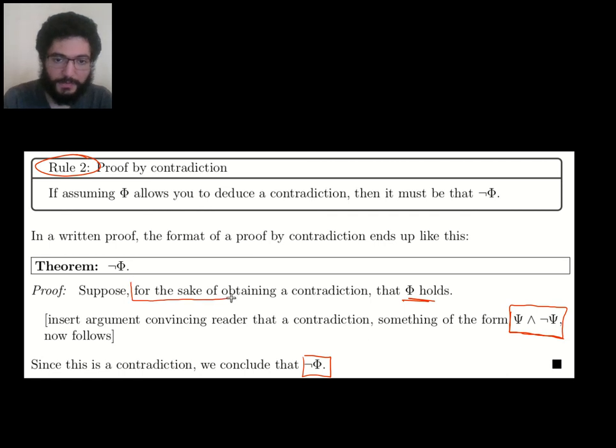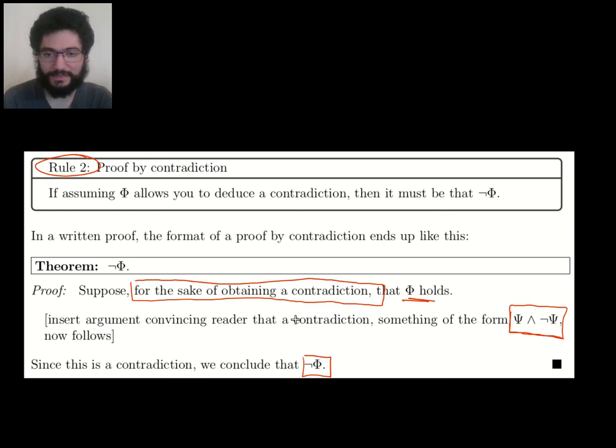And you don't need to put this long phrase here for the sake of obtaining a contradiction, but it really helps to put it, because it helps signal the reader that we're making this assumption for the sake of applying Rule 2. All right, so you will see this used a lot. We will use this rule a lot. You will see many examples, and it'll hopefully make more sense the more you use it.